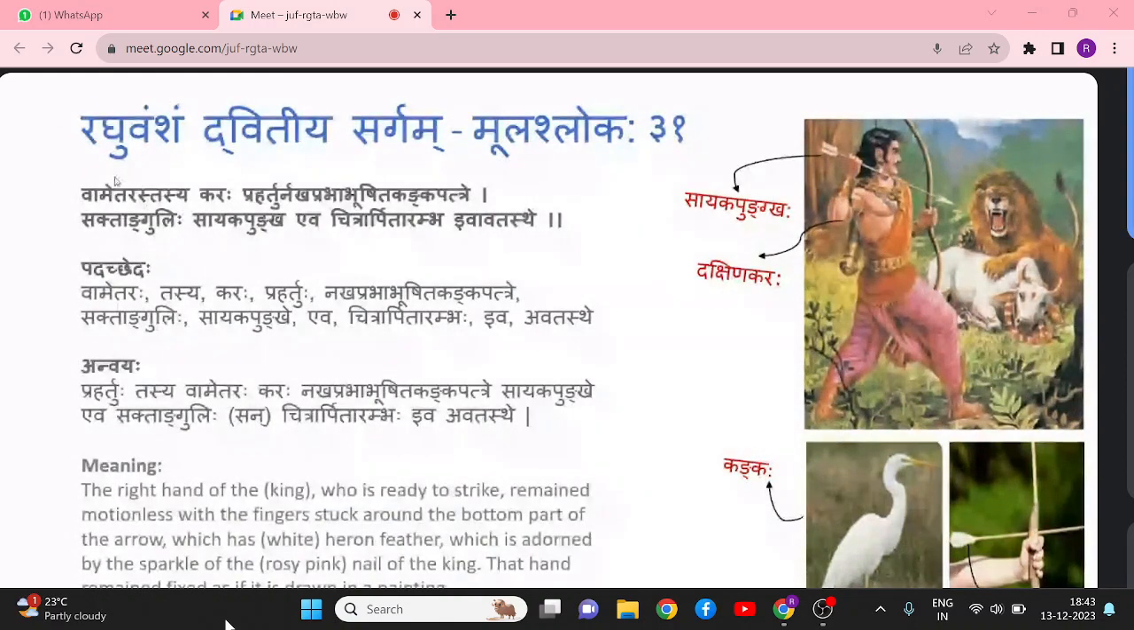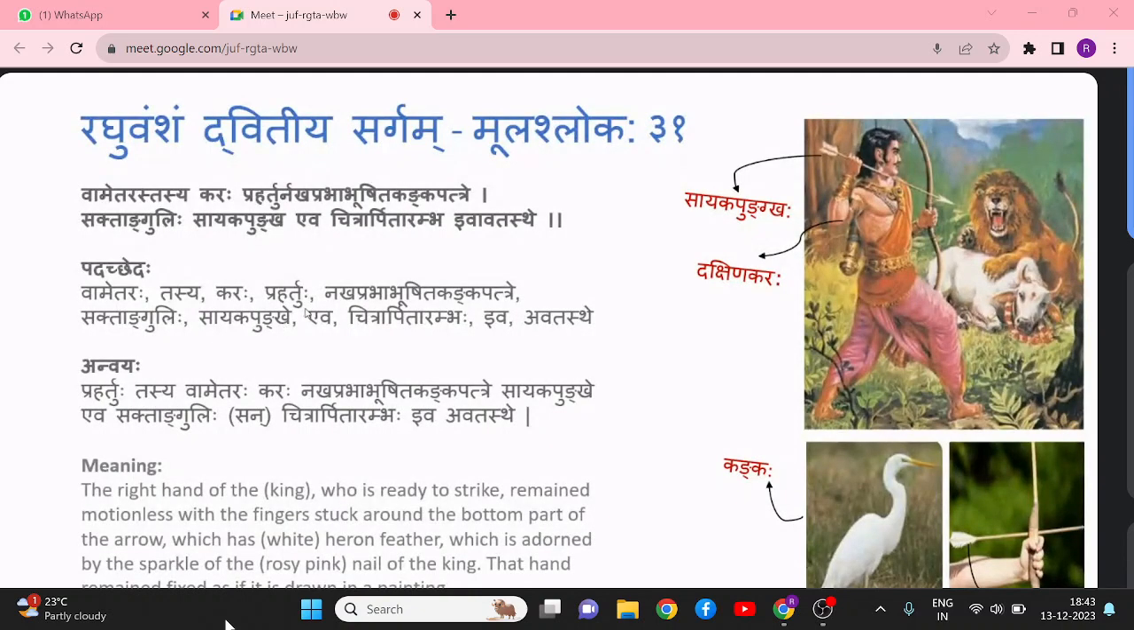So the padacheda is vametaraha tasya karaha. It says Vametaraha as the first pada, which means not Vama. Vama is left, so Vametaraha karaha is the right hand, not the left hand, Dakshina karaha. Tasya is his. Karaha, hand.